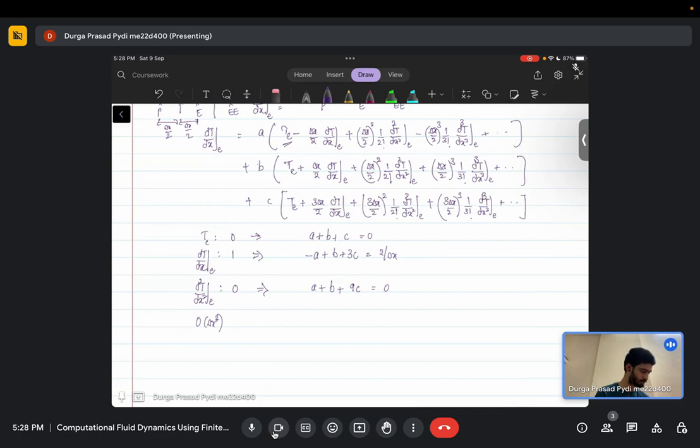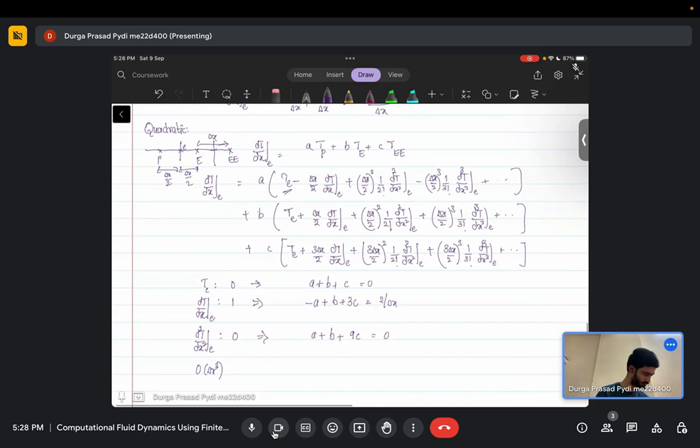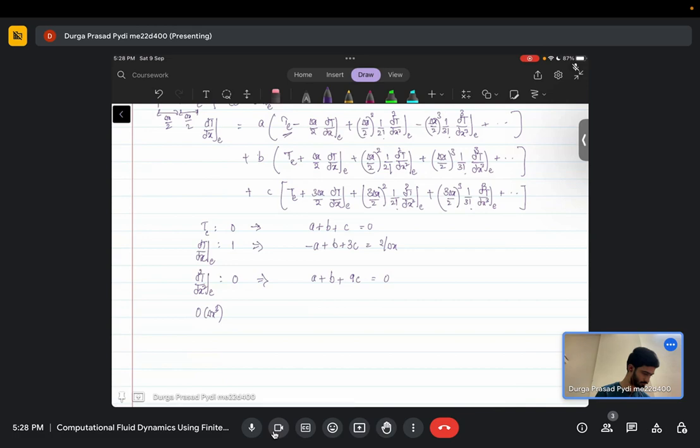If we solve these equations, we'll get something. We can just take these two. This gives C equal to 0. Did I miss something?